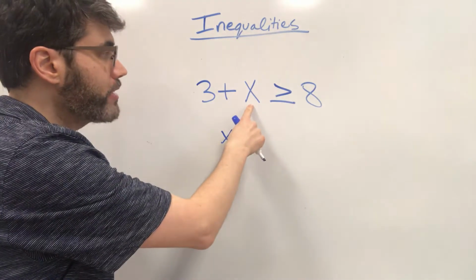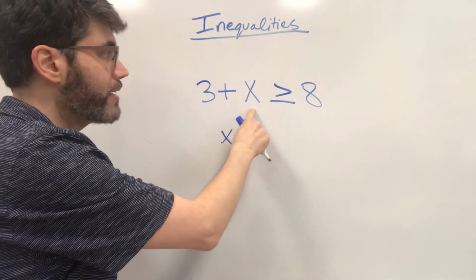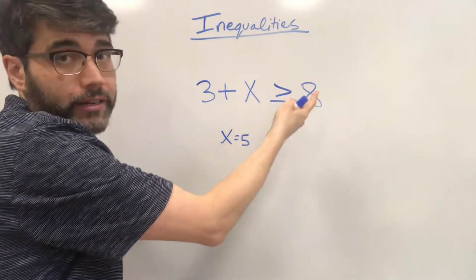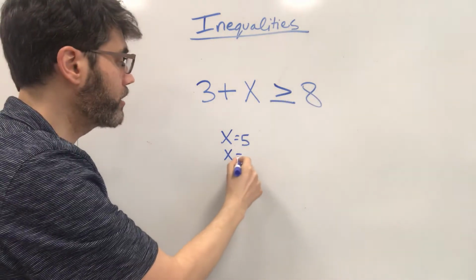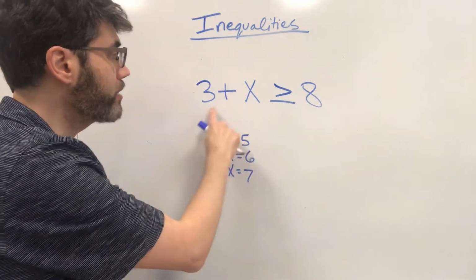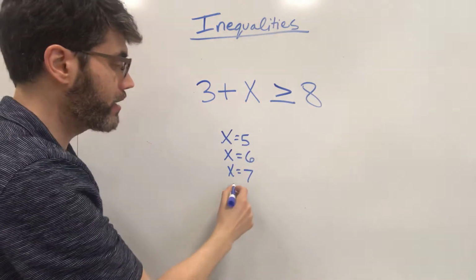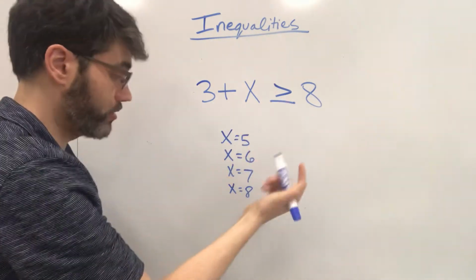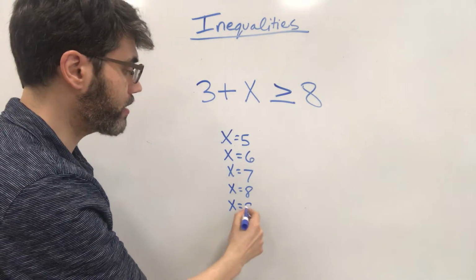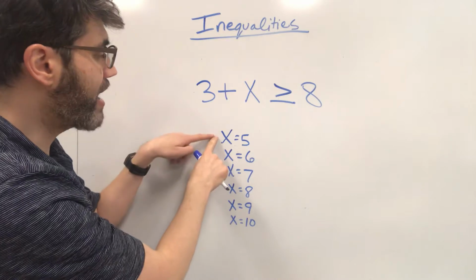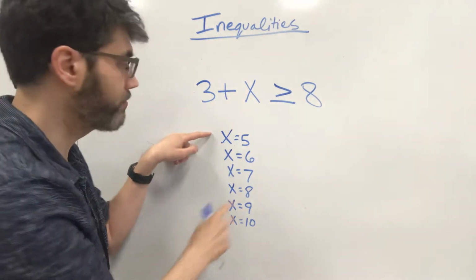How about if x was 6? Well, 3 plus 6 is 9. 9 is greater than or equal to 8. In fact, it's greater than 8. So x could also equal 6. x could equal 7. 7 plus 3 is 10. That's certainly more than 8. x could equal 8. 8 plus 3 is 11. 11 is certainly more than 8. So do you see that x could be 5 or anything greater than 5.